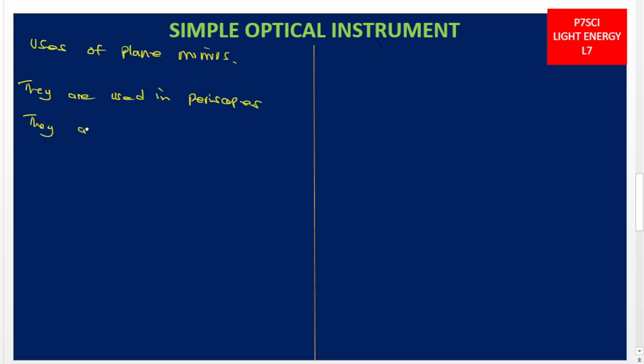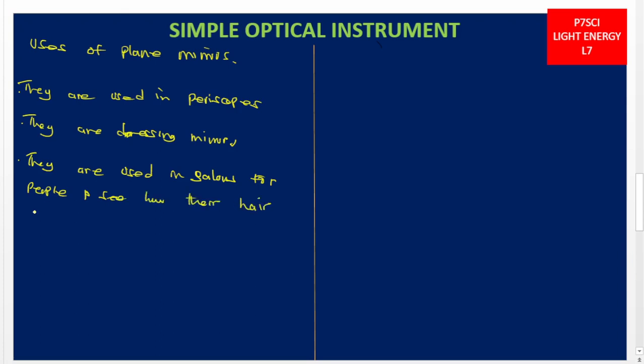Two, they are used as dressing mirrors. So as you are dressing, you look at yourself in a mirror to see how smart you are, where to change, what to correct, and so on. Then they are used as dressing mirrors. So they are used in salons. They are also used in salons for people to see how their hair is being styled.